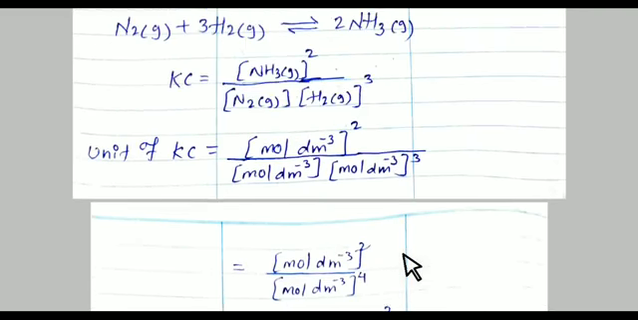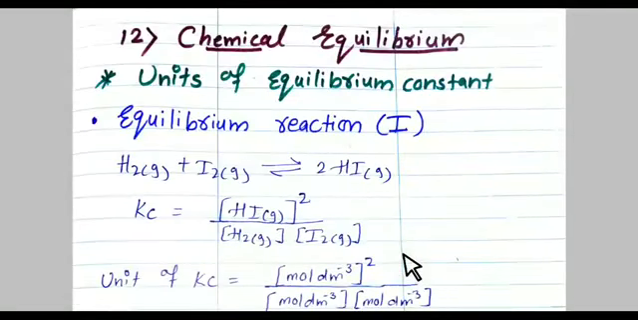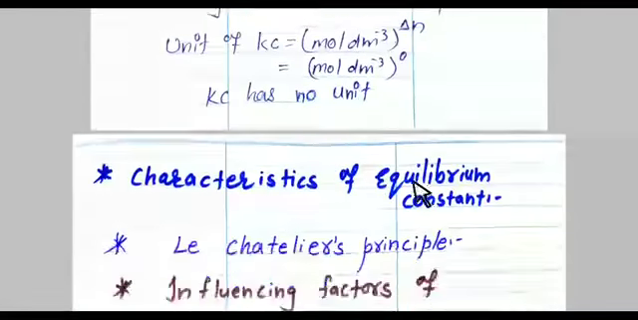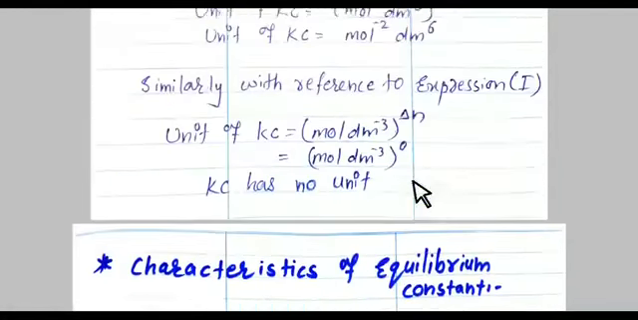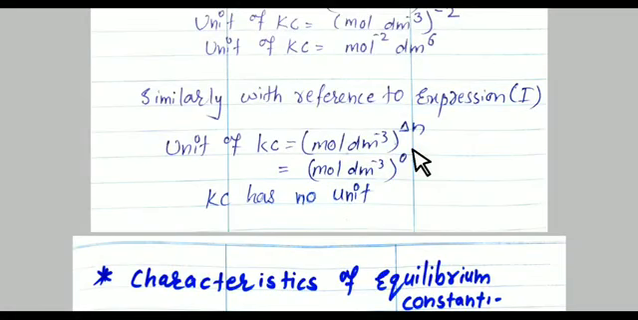example number 1. See here, it is example number 1. The number of moles of product is 2, minus the number of moles of reactant, again 2. So what will we get? 2 minus 2 means 0. So we have delta n as 0. See here, delta n is 0. What does it mean? It means Kc has no unit.